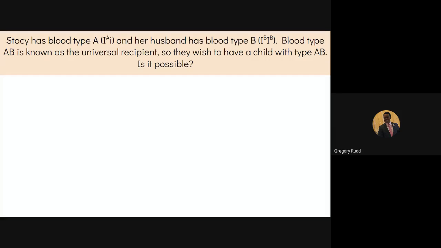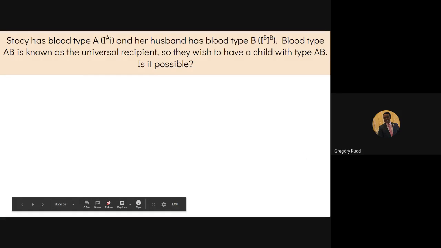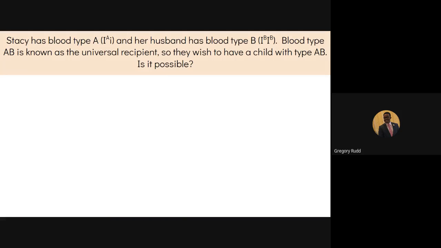Blood type AB is known as the universal recipient. So they wish to have a child with type AB. Is it possible? Okay. So again, what's the first thing we need to do? It's the first thing we should always do.